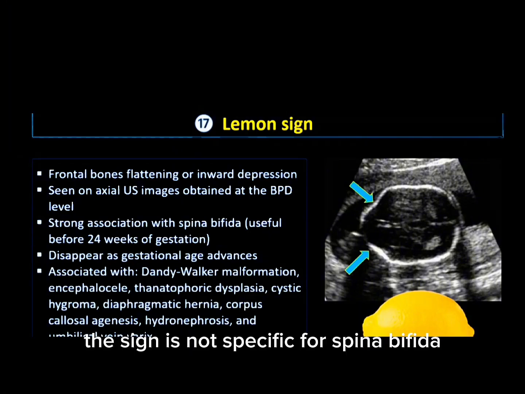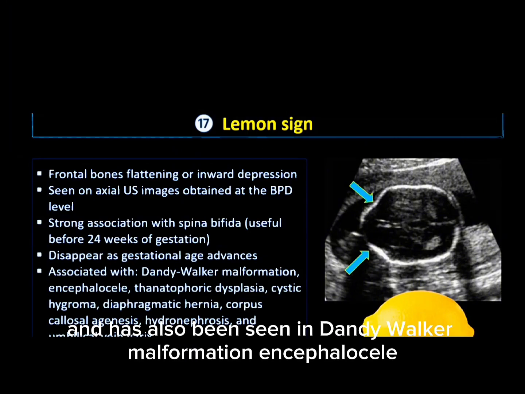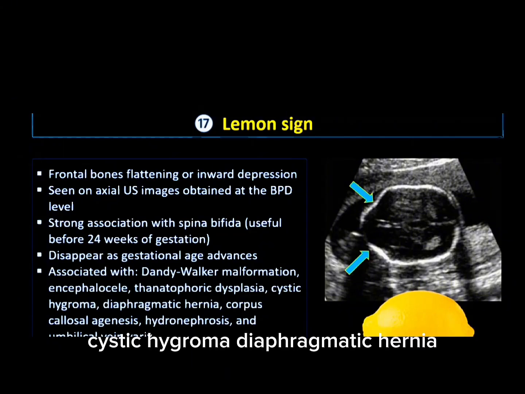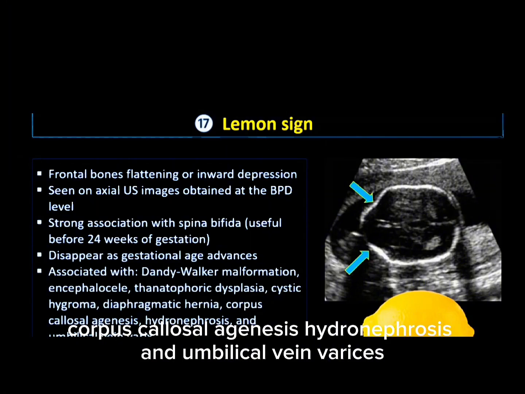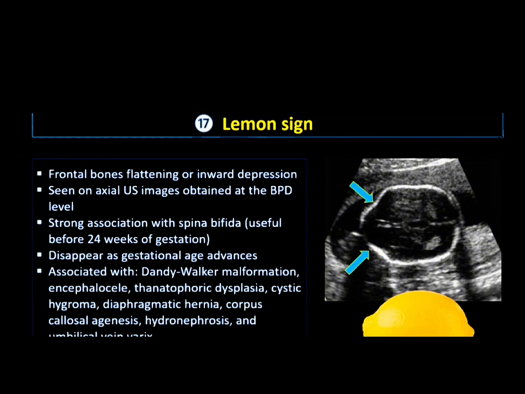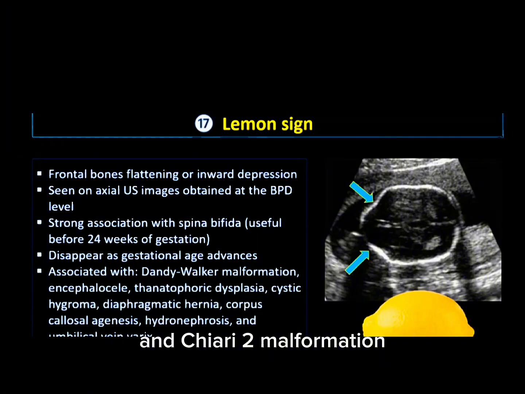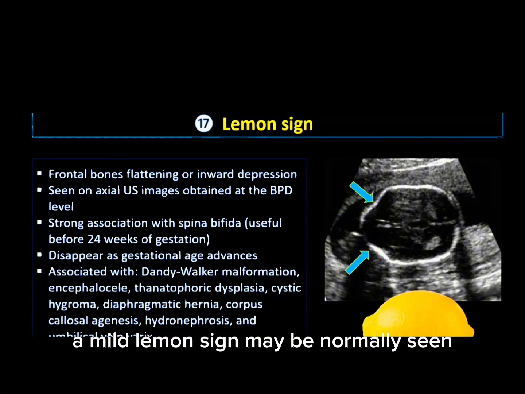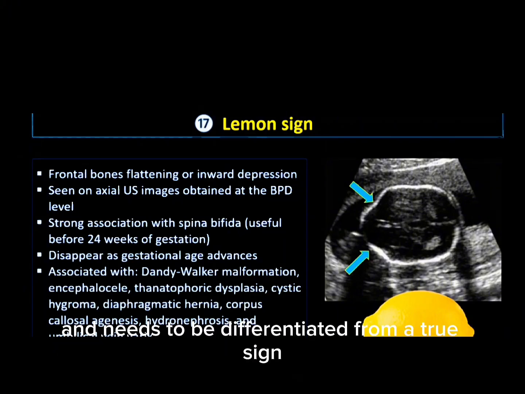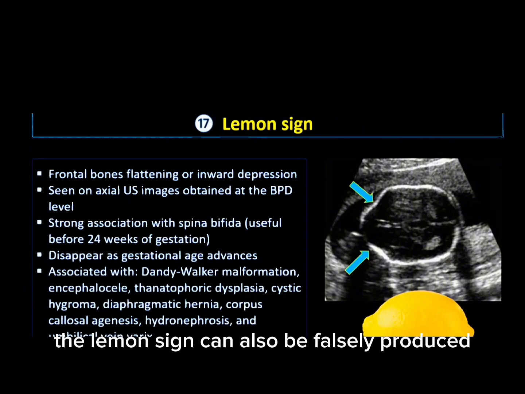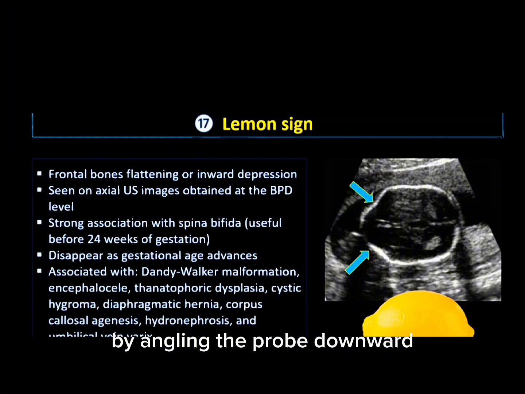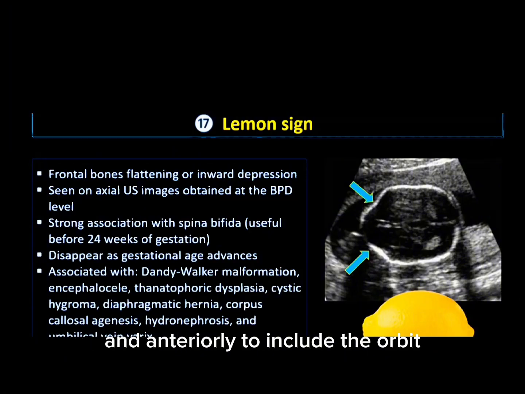The sign is not specific for spina bifida, and has also been seen in Dandy-Walker malformation, encephalocele, cystic hygroma, diaphragmatic hernia, corpus callosal agenesis, hydronephrosis, and umbilical vein varix. Spina bifida is commonly associated with ventriculomegaly and Chiari-2 malformation. A mild lemon sign may be normally seen, and needs to be differentiated from a true sign. The lemon sign can also be falsely produced by angling the probe downward and anteriorly to include the orbit.